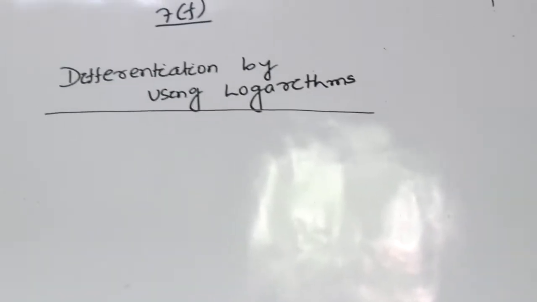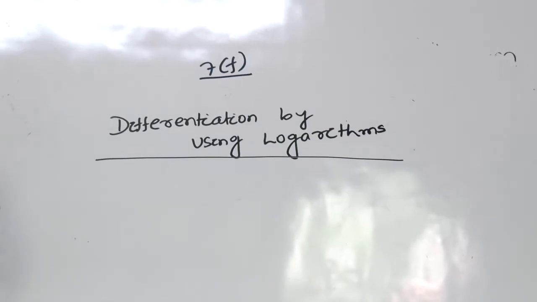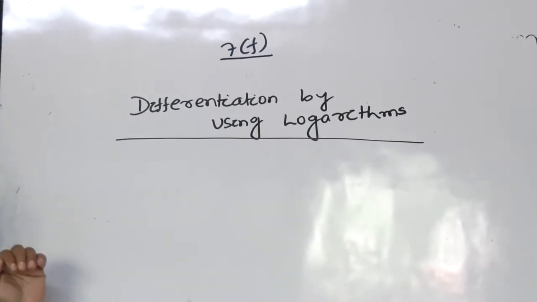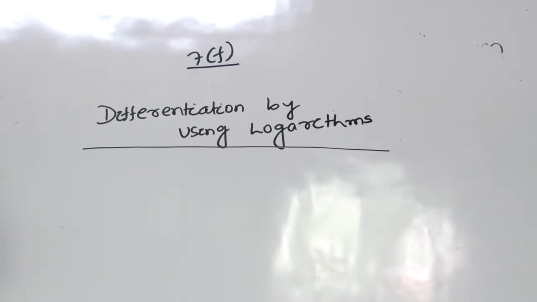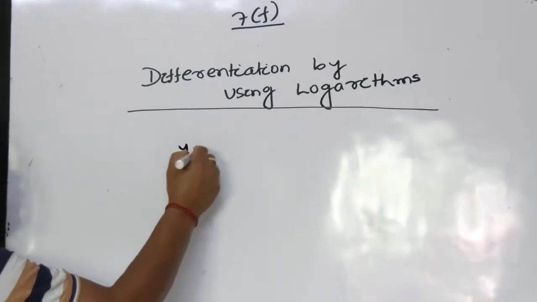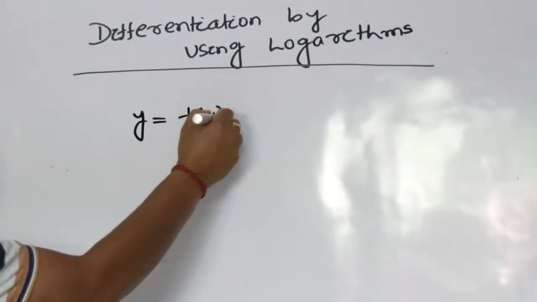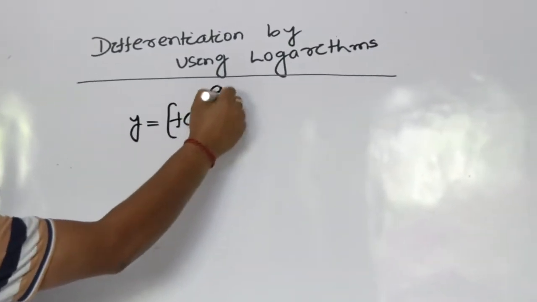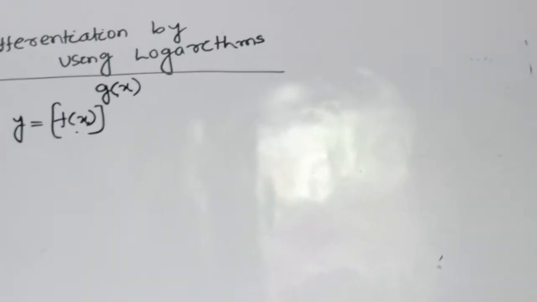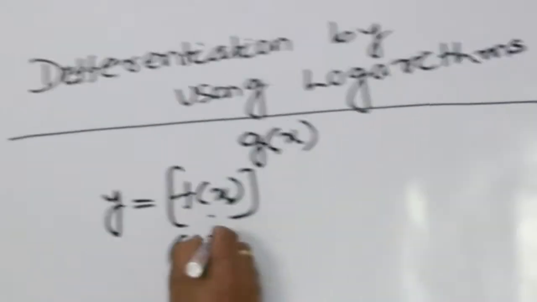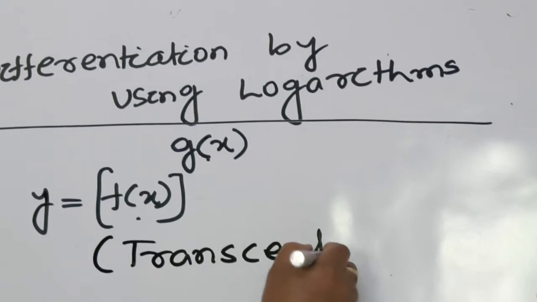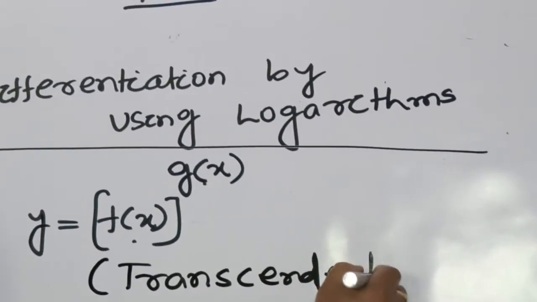We will discuss differentiation by using logarithms. First, we have to think about when we take the logarithms. Suppose a function of the form y equals f(x) to the power g(x), meaning a function whose exponent is also another function. This is known as a transcendental function.